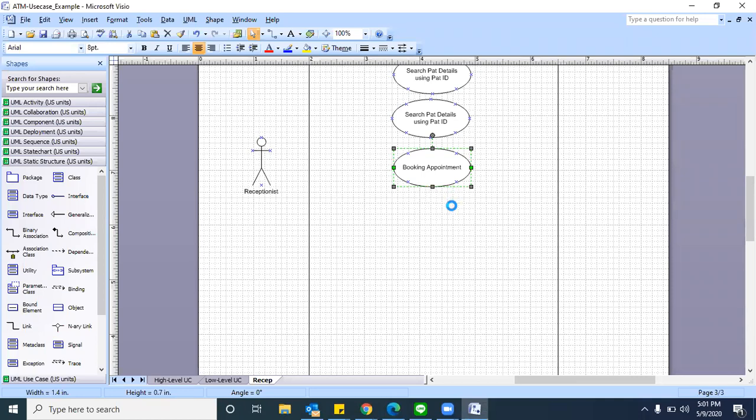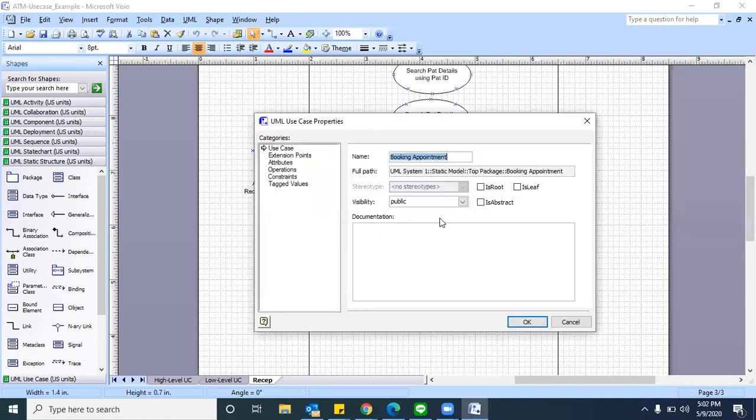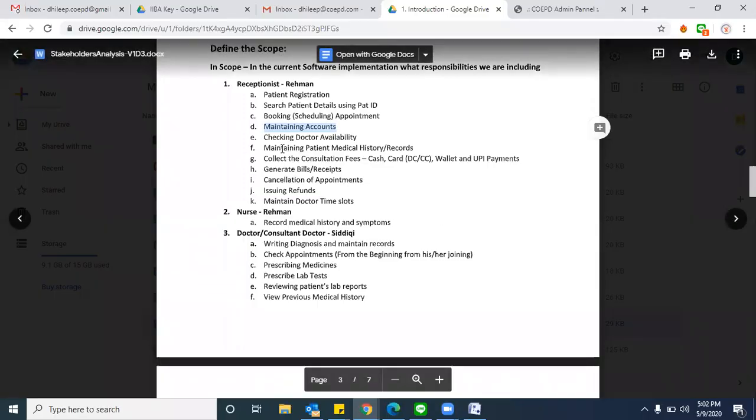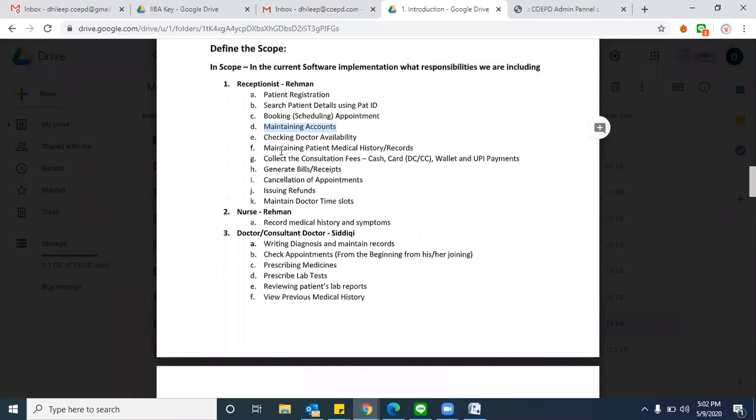So now it is check doctor availability, right? Correct. Next one is checking doctor availability. Right? What is the next use case? Collect the fees, consultation fees.